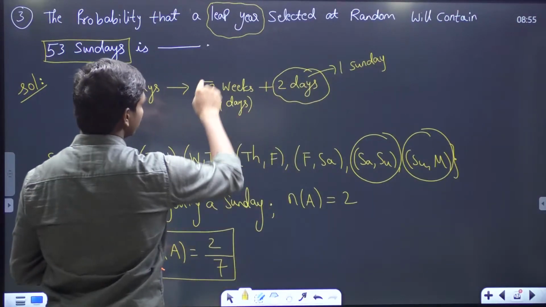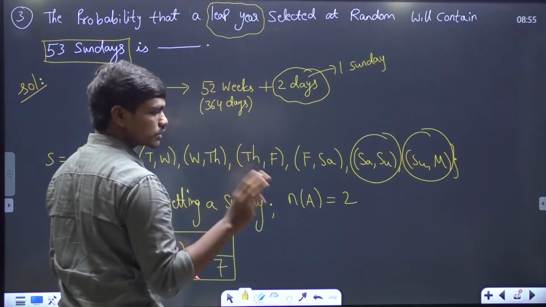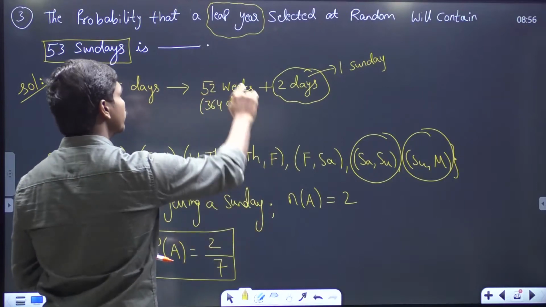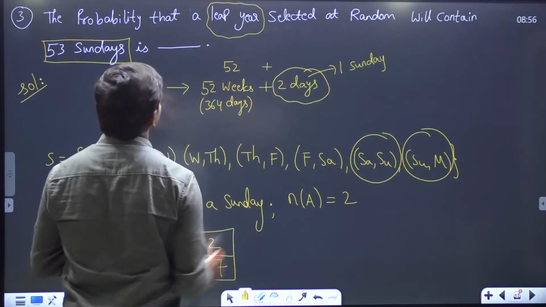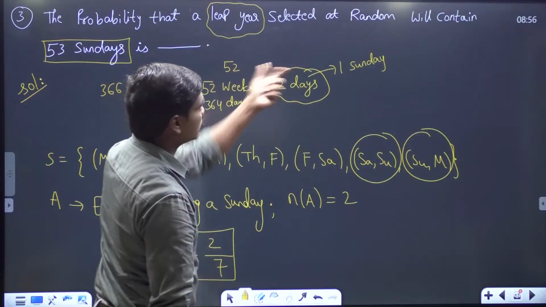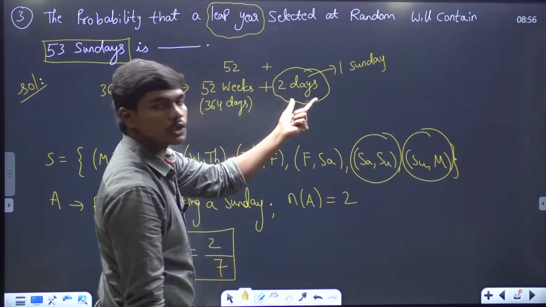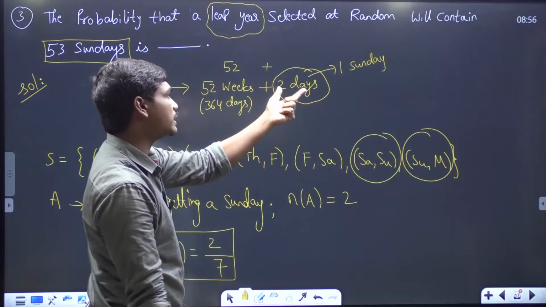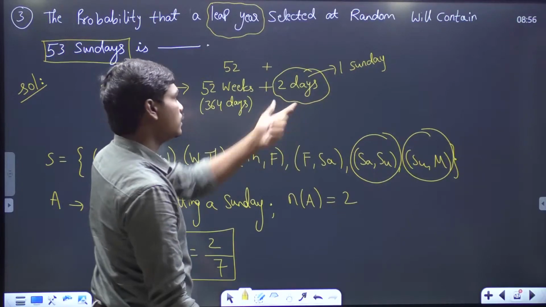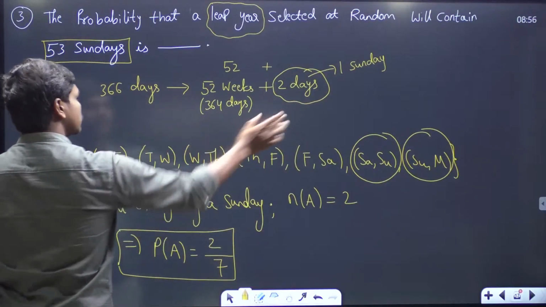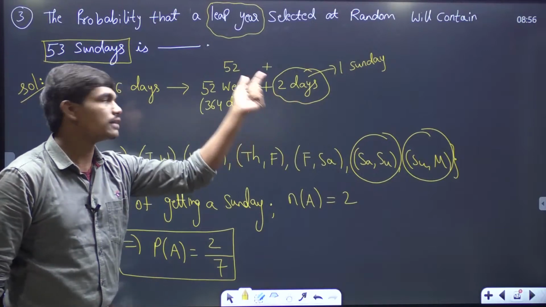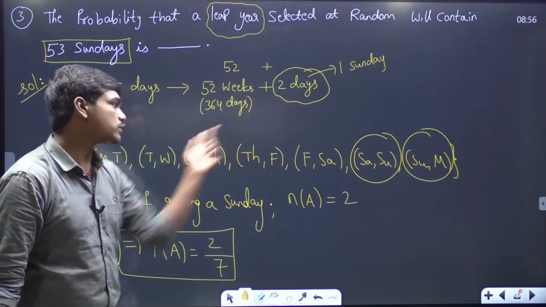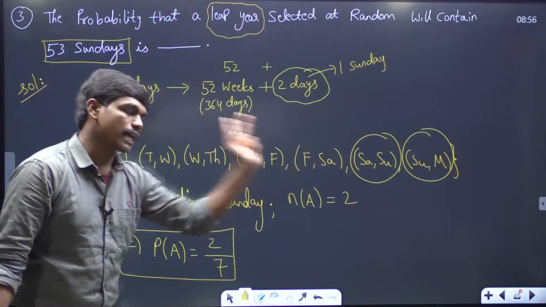Since a week is a combination of all the 7 days, this 52 weeks will definitely have 52 Sundays. Now there will be remaining 2 days apart from this 52 weeks. It's not mandatory that these 2 days will have Sunday in them. Correct? So the total number of ways in which these 2 days can occur: the 2 days in excess in that leap year after 52 weeks can be Monday, Tuesday, or any of these ordered pairs that I have written here.